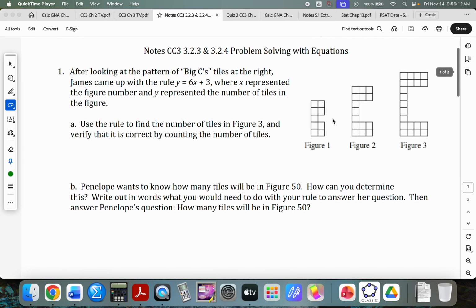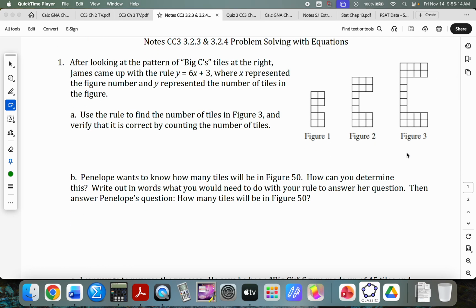Let's take a look. So we're going to continue with solving problems using equations.